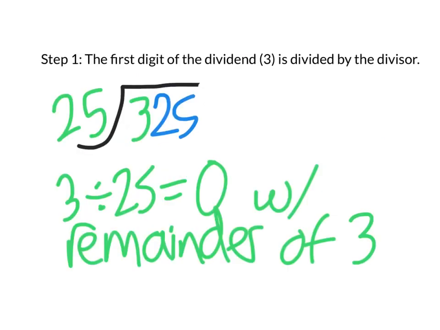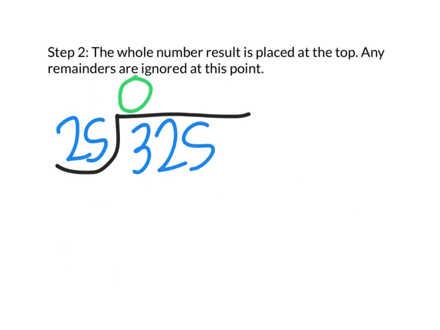So the first step in doing said long division is to take the first digit of the dividend, 3, and divide it by the divisor, 25. Now we see that 3 divided by 25 ends up being a fraction, meaning that it equals 0 whole number with a remainder of 3, which gets us the fraction. So the second step is to take that whole number result of 0 and place it at the top. Any remainders, like the remainder of 3, are ignored at this point.